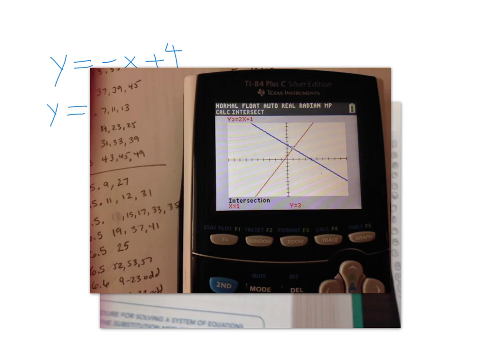And it's going to ask you, are you on the first curve? I'm on the blue line flashing, so I'll hit enter. Are you on the second curve? I'm on the red line flashing, so I'll hit enter. And then it's going to say guess. So I'm going to use my right arrow key to scroll over to where I think they touch, and I'll hit enter again. And then if you notice at the very bottom of the screen, it gives you your solution. X is 1, Y is 3.